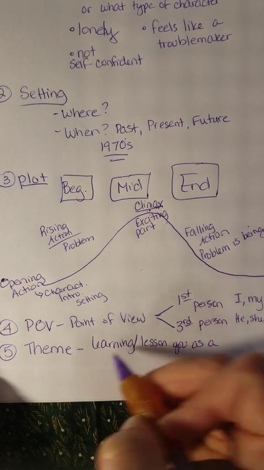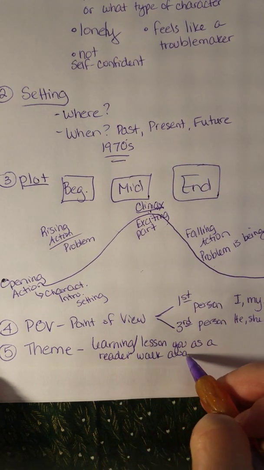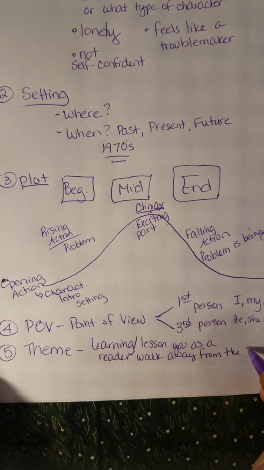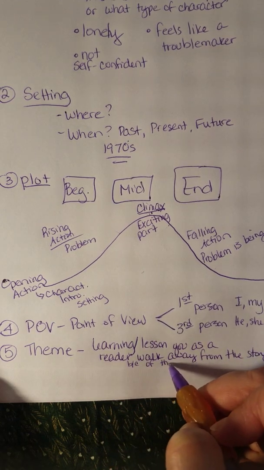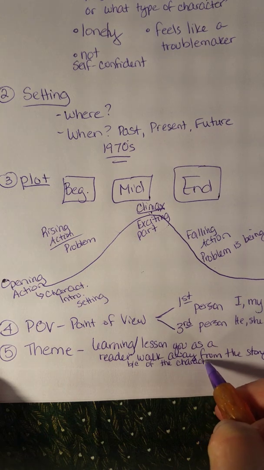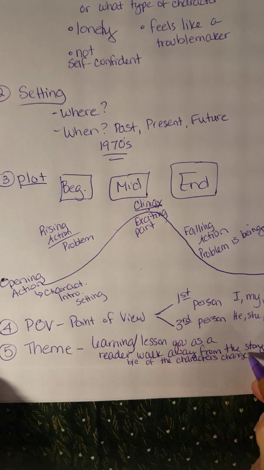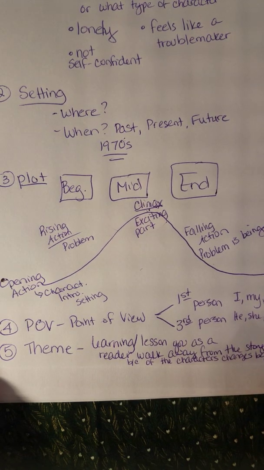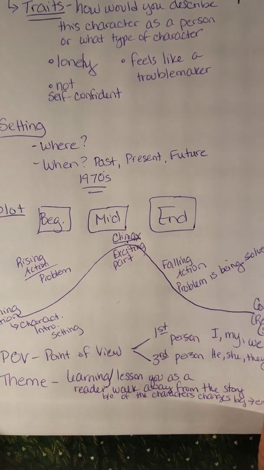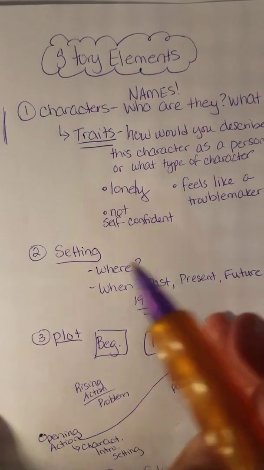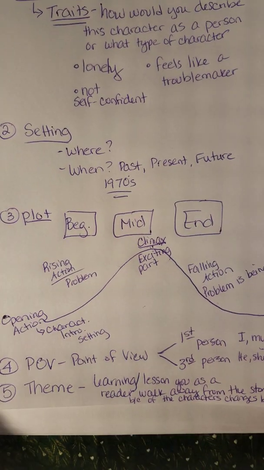You, as a reader, walk away from the story because of the characters' changes from the beginning to the end of the story. Okay? So that is just a really quick review of the 5 elements. We've got characters, we've got setting, we've got plot, we've got point of view, and we've got theme.